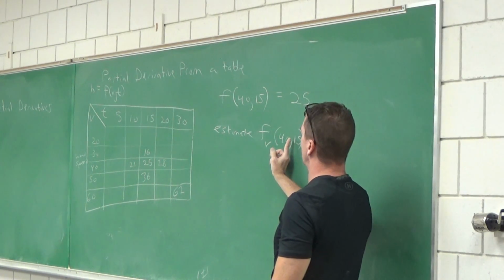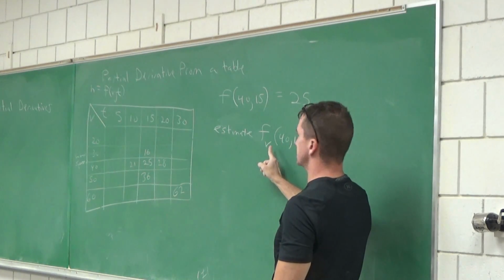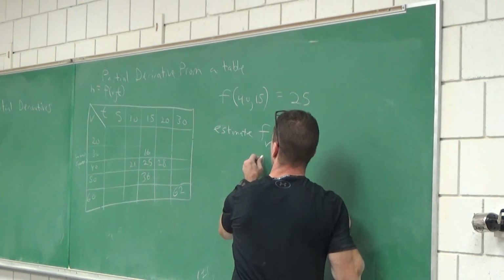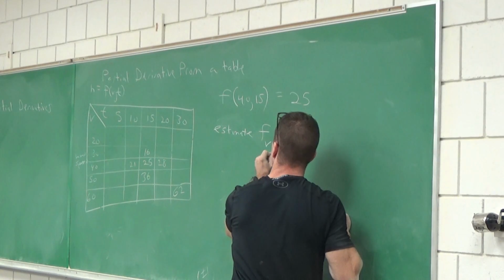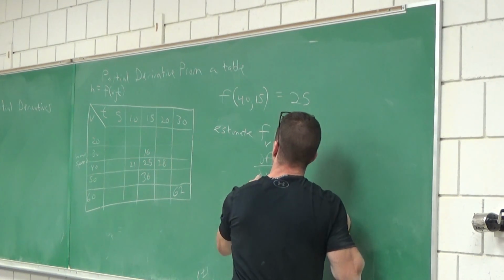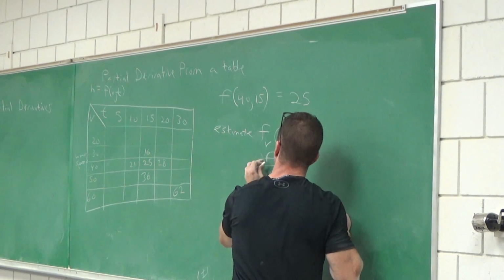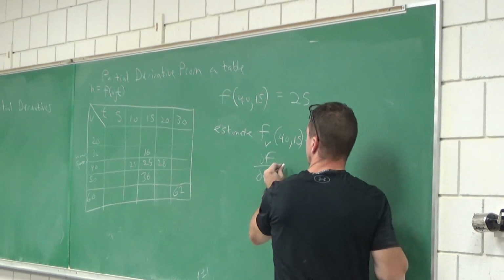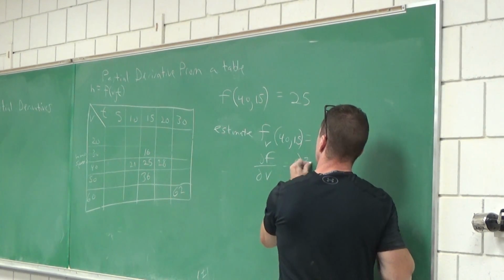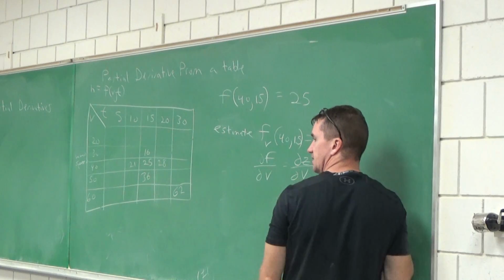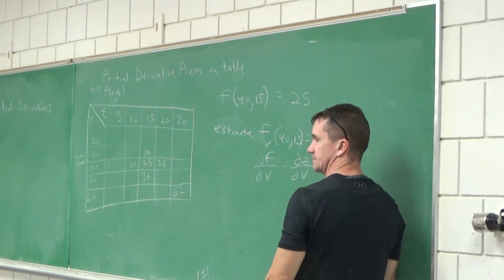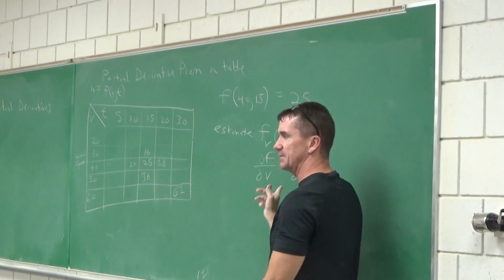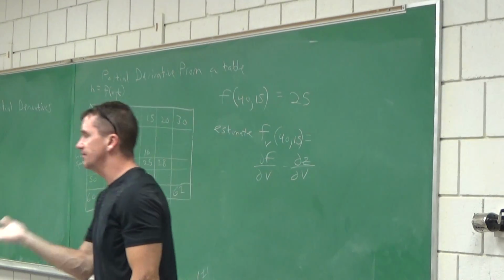40, 15. Hey, can we put some other notations here? What else does this mean? Delta F, delta what? Delta V? Mm-hmm. Does everyone agree? You want to call F Z? What else is it? Delta Z, delta V, right? There's a reason I'm doing this. We've got to estimate this because we don't have the formula.